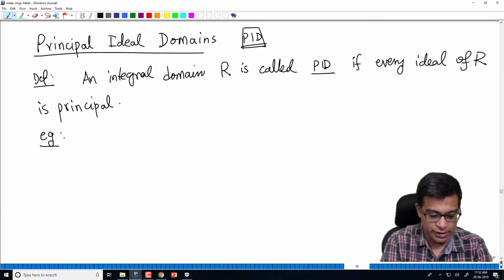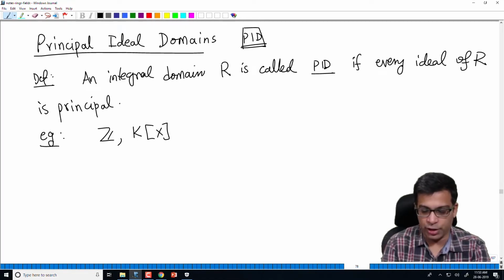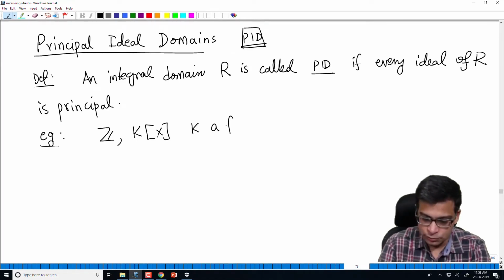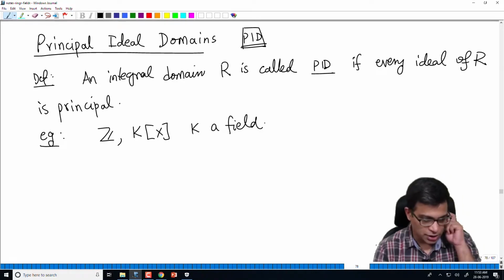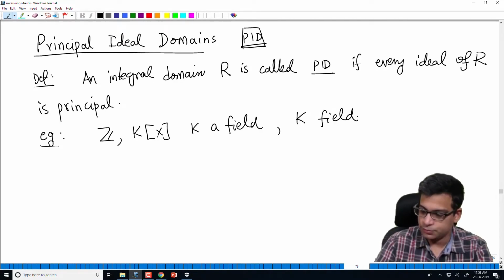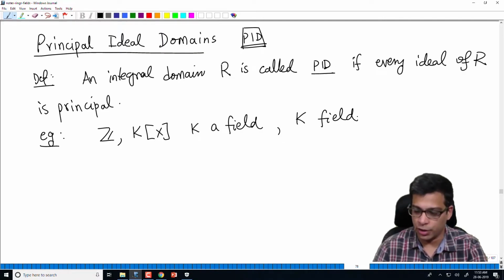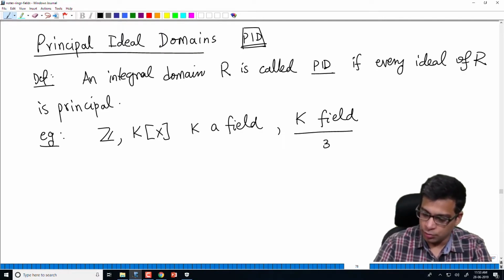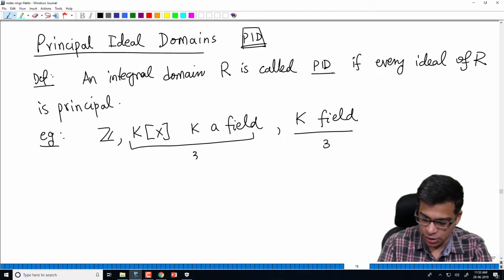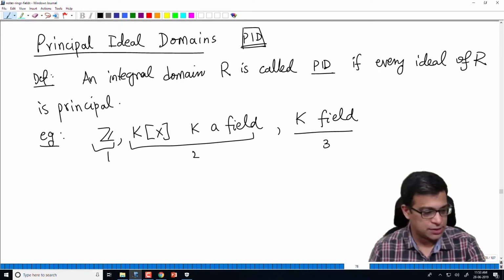In other words, every ideal I is in fact generated by a single element. The most important examples that we have encountered already in the course are of course the ring of integers and the polynomial ring in one variable over a field. And of course K, a field itself. A field is definitely a PID because it's an integral domain and it has only two ideals, the zero ideal and the unit ideal, both of which are principal. So we have three examples here. The second and third are in fact classes of examples.